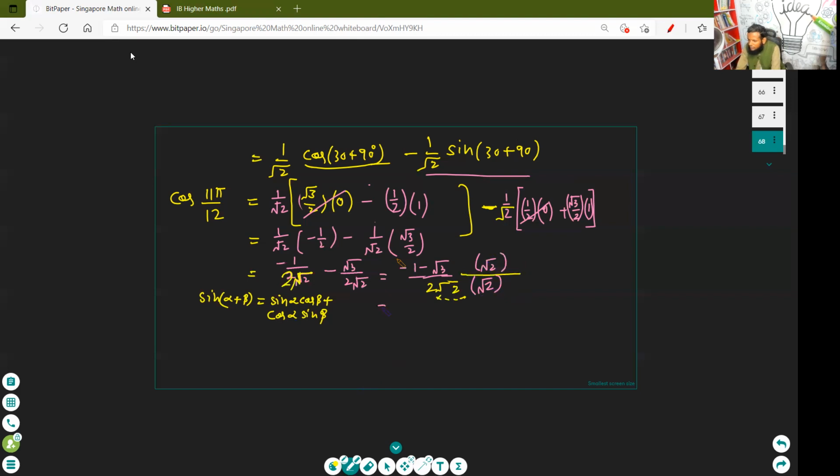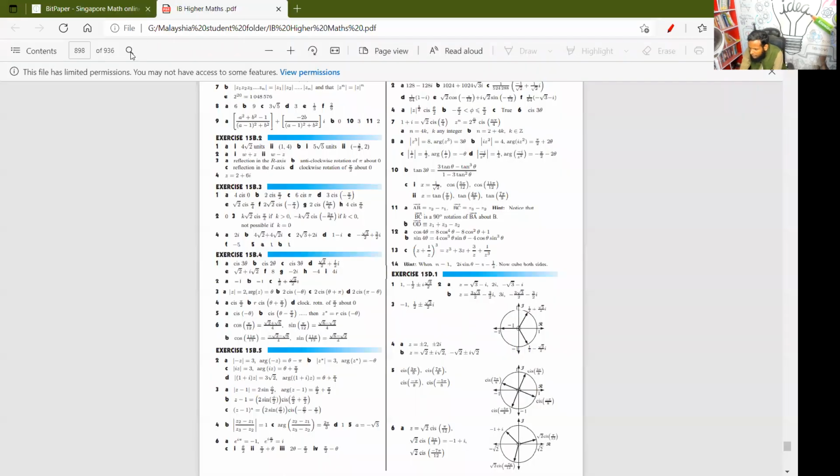Okay. At the bottom here, it would just be 4. On top, it would be negative root of 2. Yes, good. Minus root of 6. I think this will be the answer for 11 pi by.